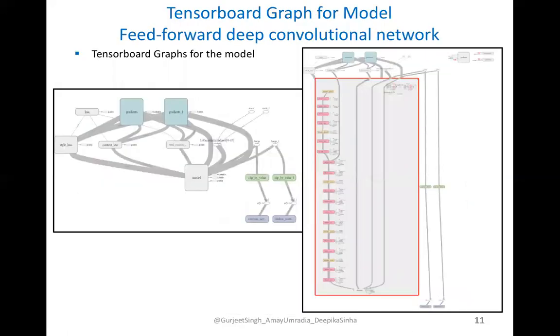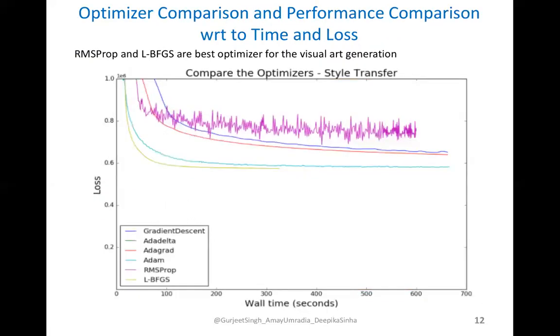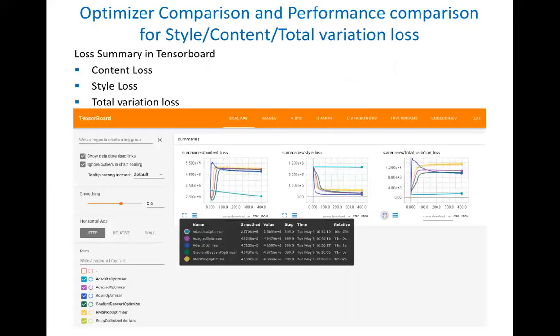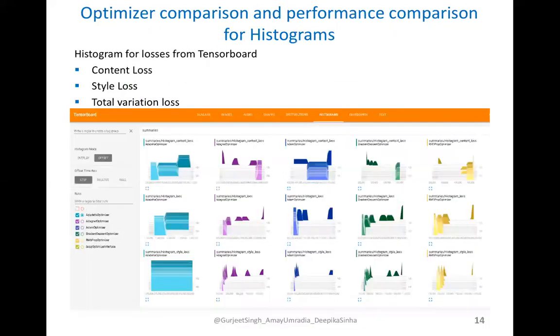And these are the graphs we got from the TensorBoard that explain this. This is the comparison of time versus loss for the different optimizers, and LBFGS, as you can see, completed all 400 iterations within 300 seconds, and that is why it is the best optimizer for visual art generation. And this is the loss graph, the scalar summary from the TensorBoard. And these are the histograms we got from the TensorBoard.